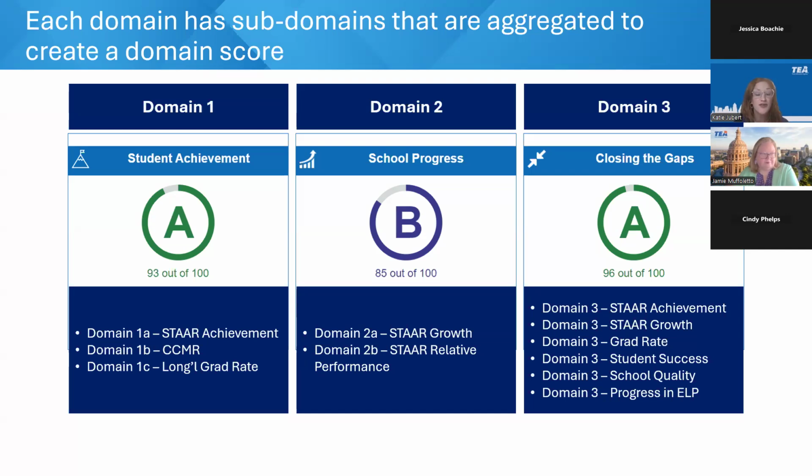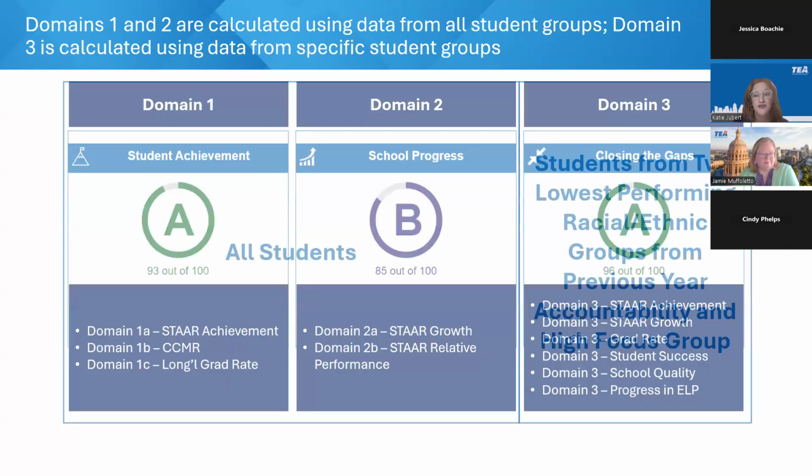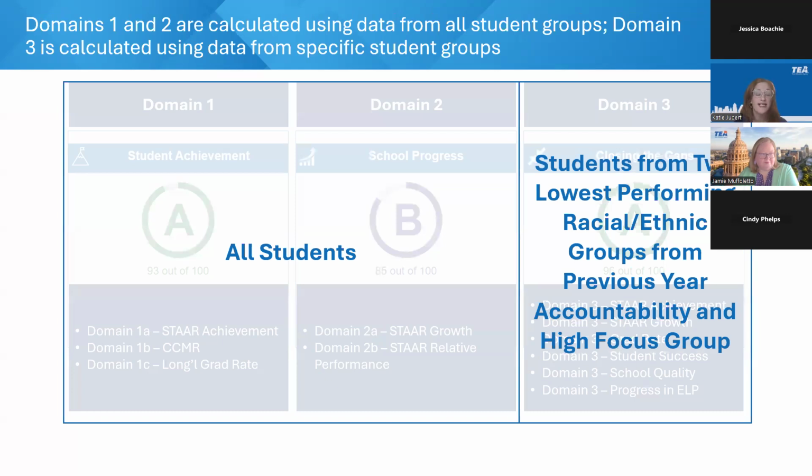And then in domain 3, we have a whole host of things that we're looking at: STAAR achievement, STAAR growth, the grad rate, student success, school quality, and then, of course, progress in English language proficiency, which is measured through the TELPAS. And then we also just want to name that within domains 1 and 2, we are looking at all students. So we'll talk more about this, but all students that were enrolled in your school as of the fall snapshot date. And then in domain 3, we're really looking at more individualized groups of students.